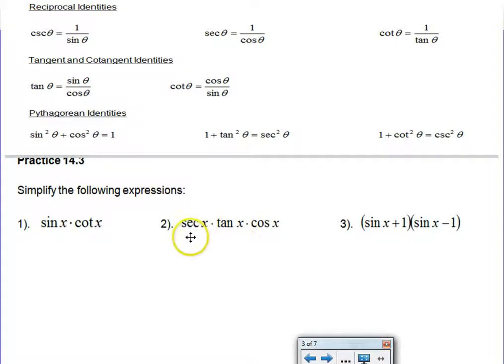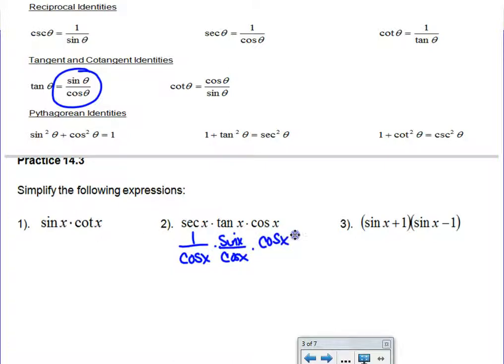What are you going to trade number 2 for? What's secant? 1 over cosine. What's tangent? And you can just look above on my slide. Tangent is sine over cosine. And then cosine is cosine. I'm going to keep them that way. The rule of thumb is trade everybody for sines and cosines and then see what happens.